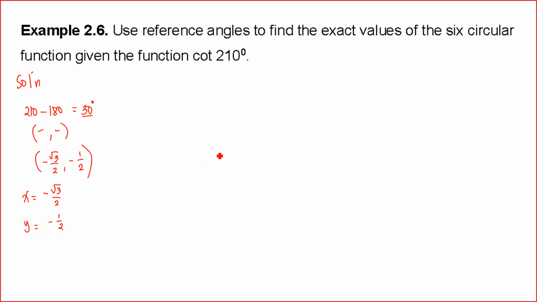So we have cotangent 210. The other 5 na lang ang kukunin natin. Okay. So we have the sine 210 degrees is our y. Therefore, that's equal to negative 1 over 2.